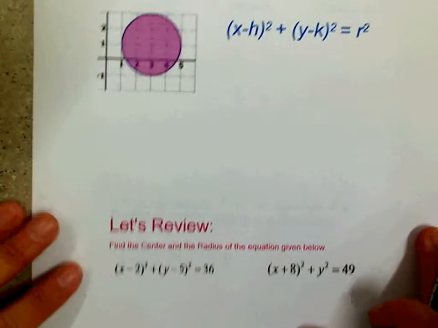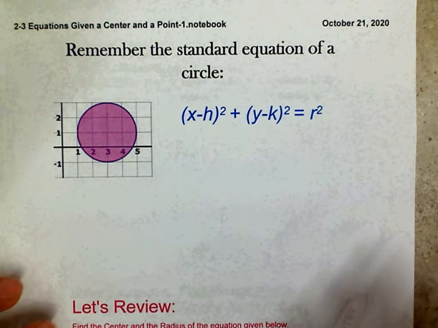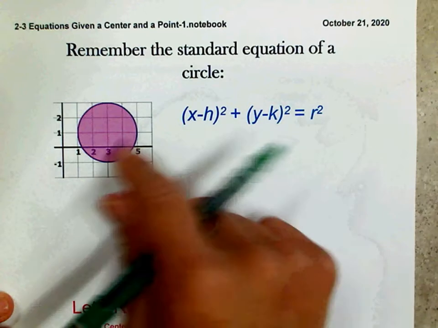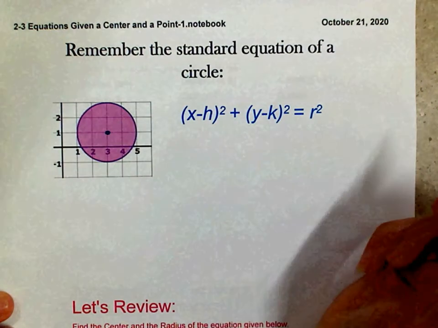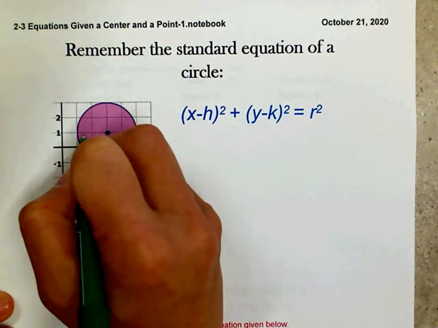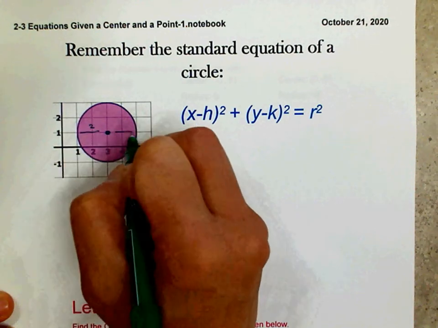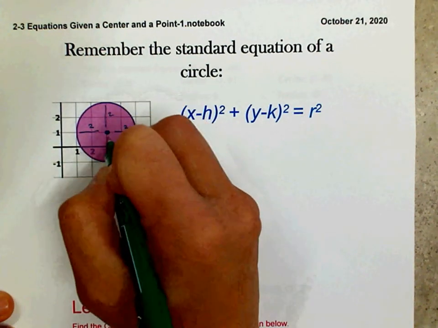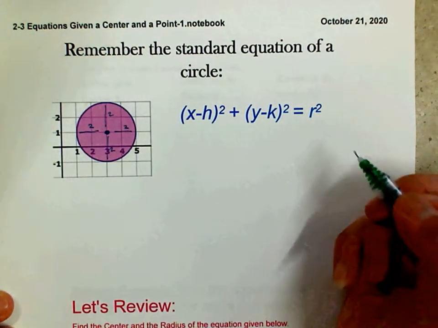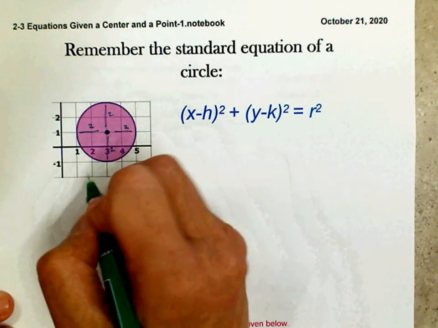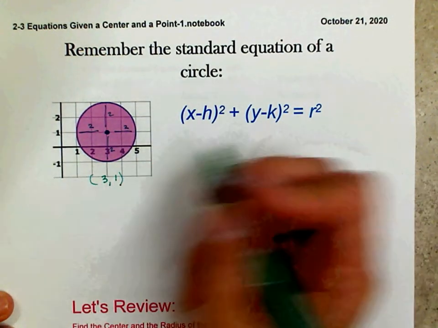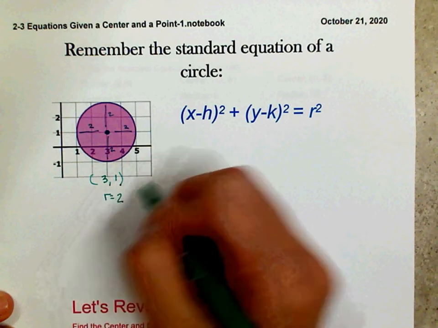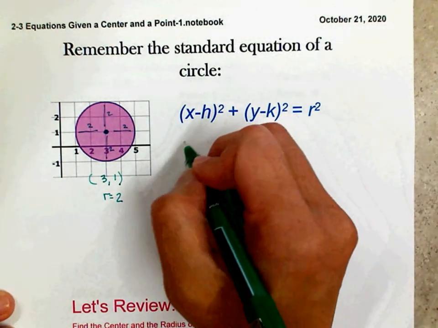So let's go back and do a little review on the standard equation of a circle, okay? So here you have a circle, and we're going to eyeball the center. How do I know it's the center? Because it's going 2 to the left, 2 to the right, 2 up, 2 down. So you're an equal distance from everything, so that has to be your center. And your center right there is (3, 1). Your radius is 2, so you can plug it into this standard form.